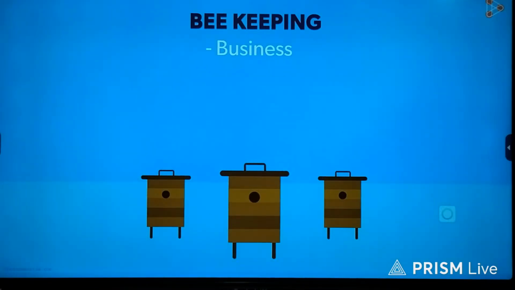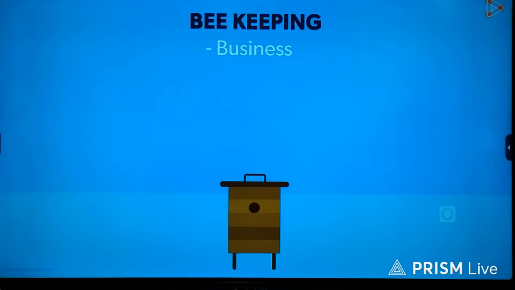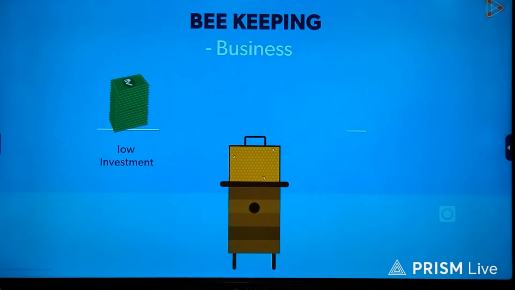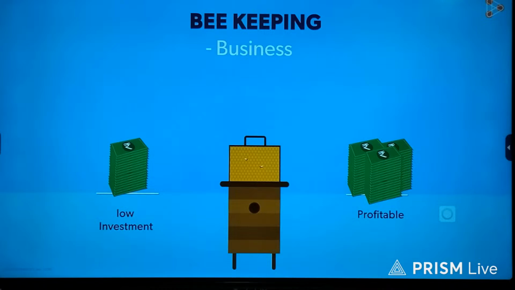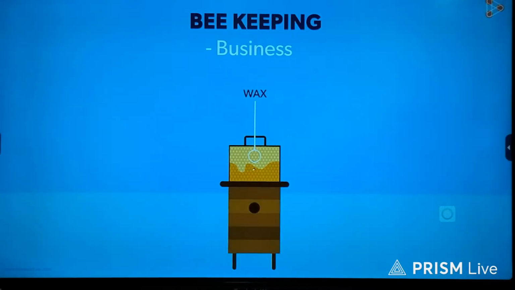Beekeeping nowadays is done in a structured manner. Small wooden crates are specially designed to create an artificial home for the bees. This is an extremely low investment business and is surely profitable. It serves as an additional income to all farmers. Do you know that these beehives can also be a source of wax? Yes, they are. Local varieties of bees are usually used to produce honey for commercial gain.